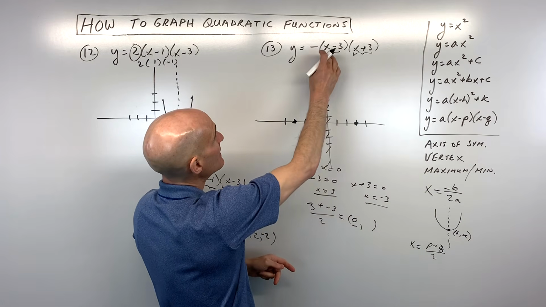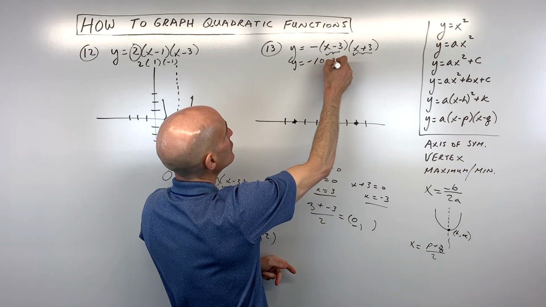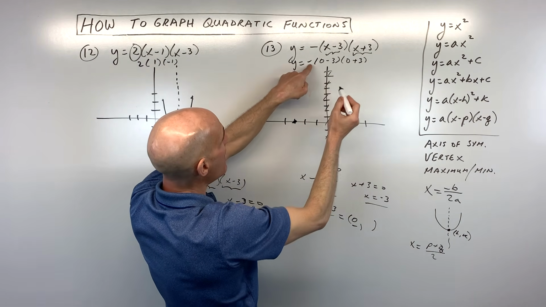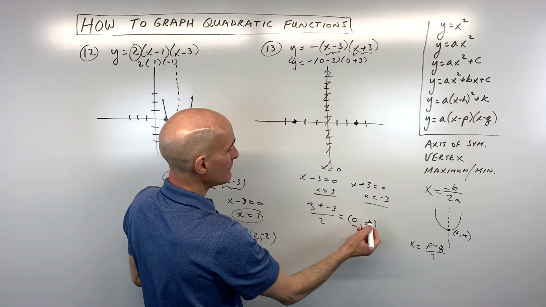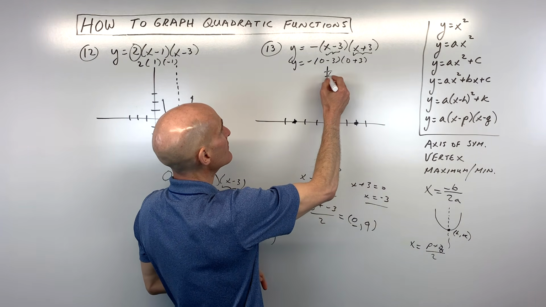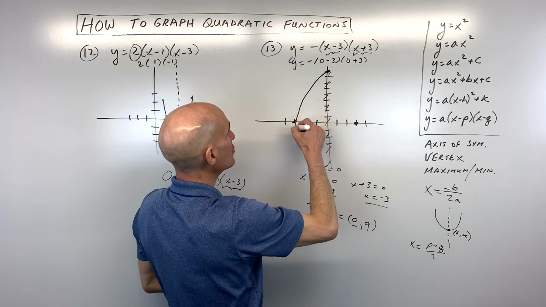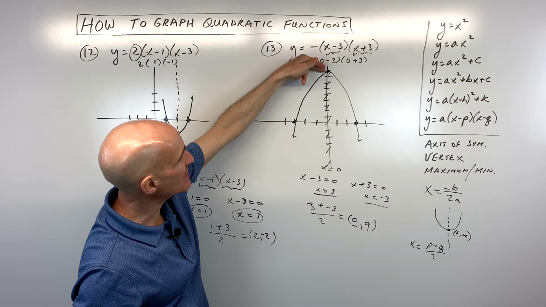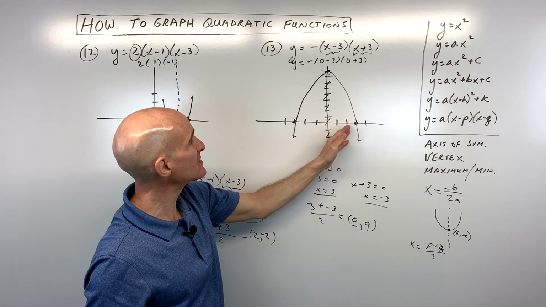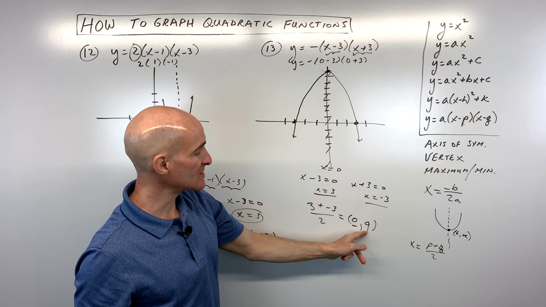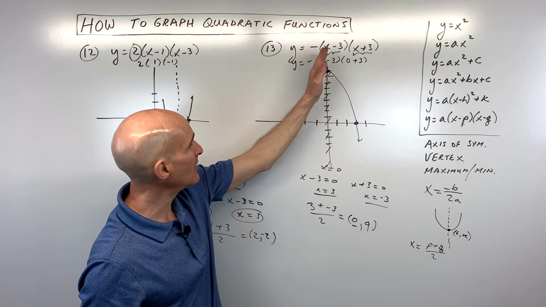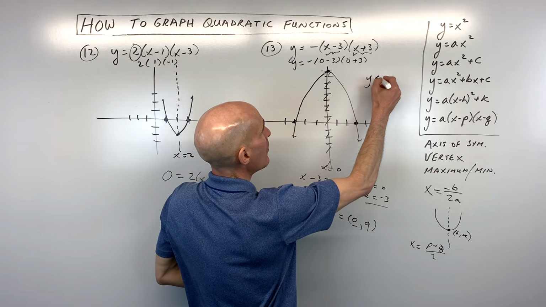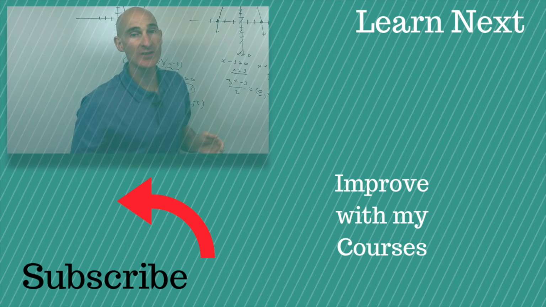If we put 0 back in, we get negative (0 minus 3) times (0 plus 3), which is negative 3 times 3, which is negative 9, times negative is positive 9. So this is going to be (0, 9). 1, 2, 3, 4, 5, 6, 7, 8, 9. And now we have a pretty good sketch of our parabola. It's opening down because a is negative. We've got our vertex here, which was the average of the two x-intercepts. This is a maximum, and the maximum value is 9. And we know the axis of symmetry is x equals 0. We know the range is going to be below this maximum, so y is less than or equal to 9. The domain is all real numbers, and you got it.